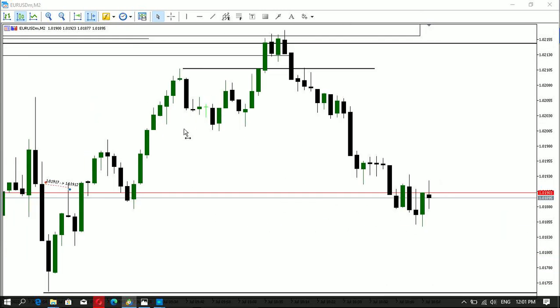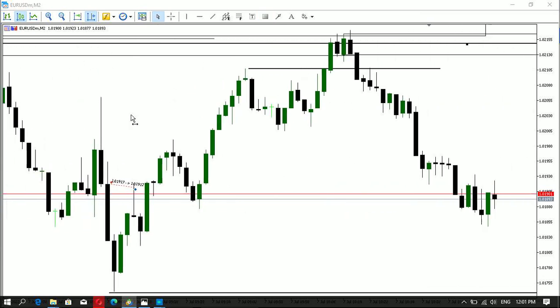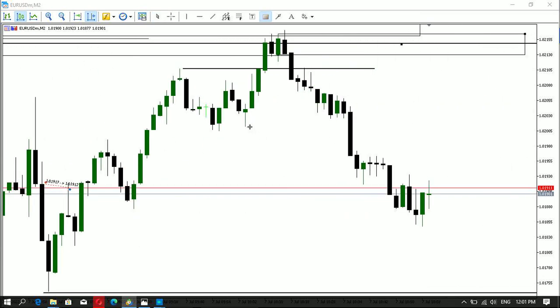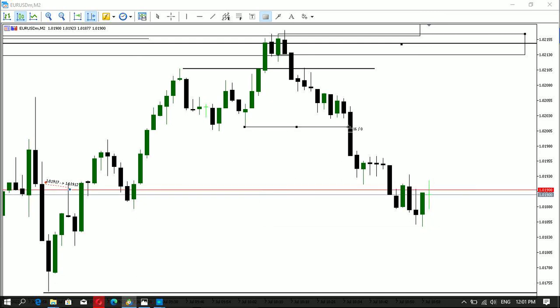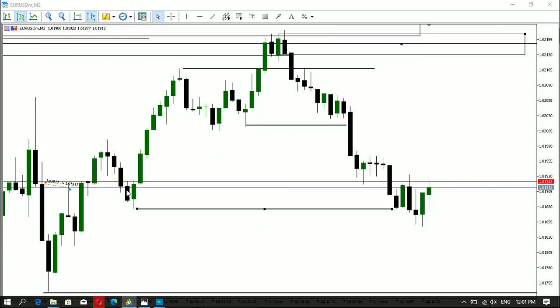So there we have our supply right here, because this is where it tapped into the supply zone. Then we have a change of character right over here, right? So after change of character, we have a breaker structure in this area of demand, because we have high, low. We have a breaker structure from there, leaving behind inefficiency.